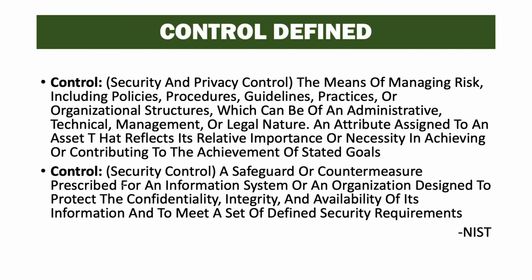The second definition I like a little better, also from NIST, is security control, a safeguard or countermeasure prescribed for an information system or an organization designed to protect the confidentiality, integrity, and availability of its information and meet a set of defined security requirements. And obviously, in RMF 2 and the Control Catalog Revision 5, we're talking about security controls and also privacy controls. But I think the second one, if we think about a safeguard or countermeasure that's protecting security and privacy, is a good way to think of a control.